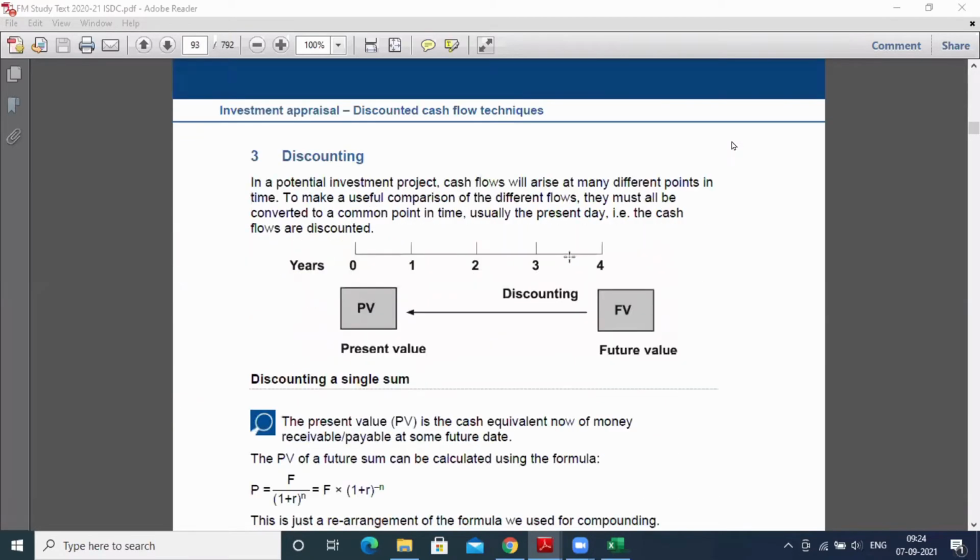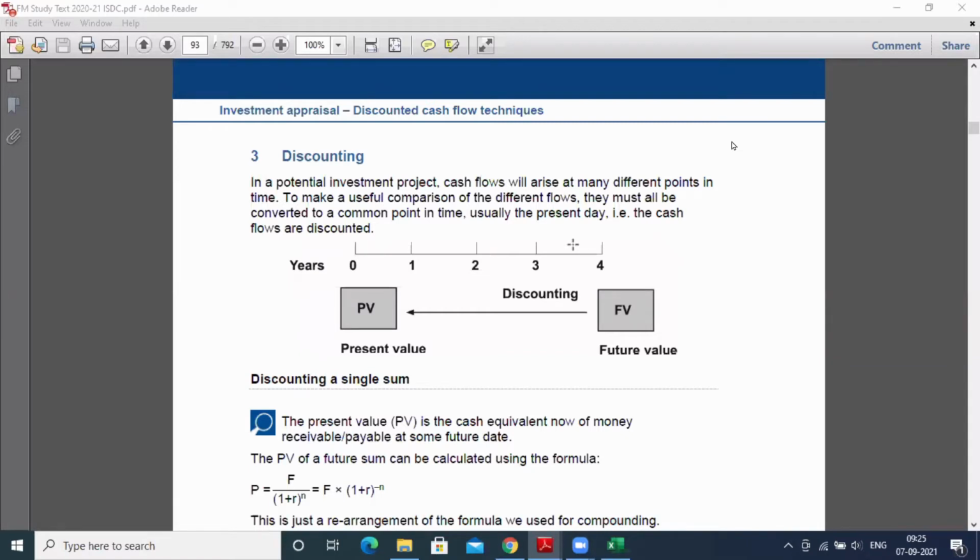Now the discounting. As I mentioned, the modern investment appraisal techniques mainly focus on the discounting concept. Now we try to understand what this discounting is. In a potential investment project, cash flows will arise at many different points. If you can recollect yesterday's case also, in 2020 we invested an amount in a project and the project returns started after 1 year. So here, the modern investment appraisals mainly focus on converting the future value into present value.